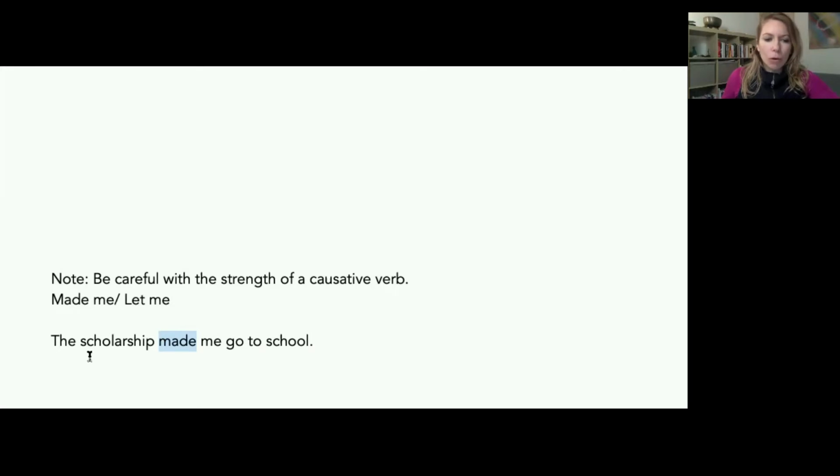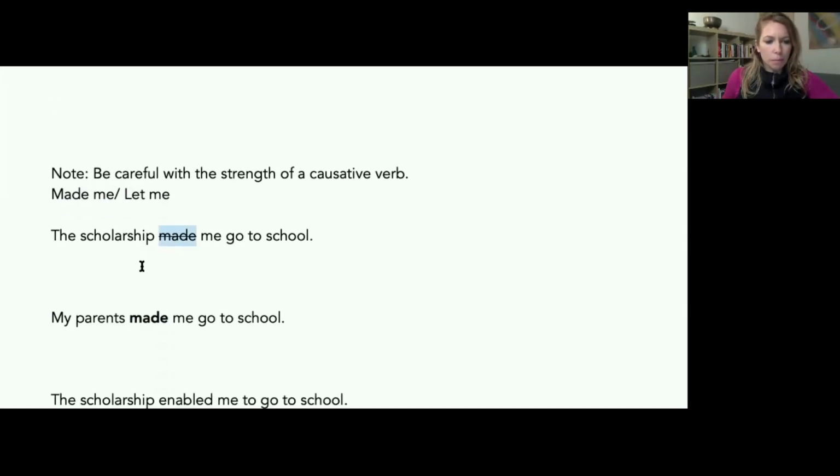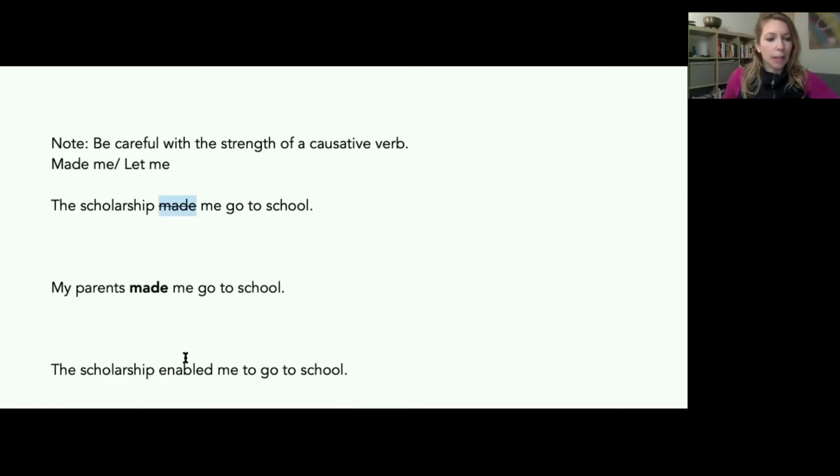But someone who could make you go to school would be your parents. Maybe your parents stood at the door. They forced you to go to school. My parents made me go to school. Now you can use this. This is appropriate to use. This is not appropriate to use, right? So an alternative might be, as I said, the scholarship allowed me to go to school, or the scholarship enabled me to go to school. That would be a really good substitution. That's more accurate. It opened up opportunities. Okay, it didn't force you to do anything. It didn't make you do it.